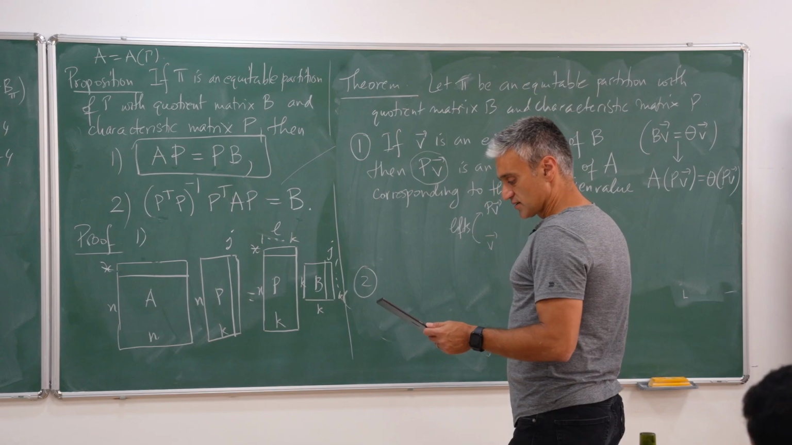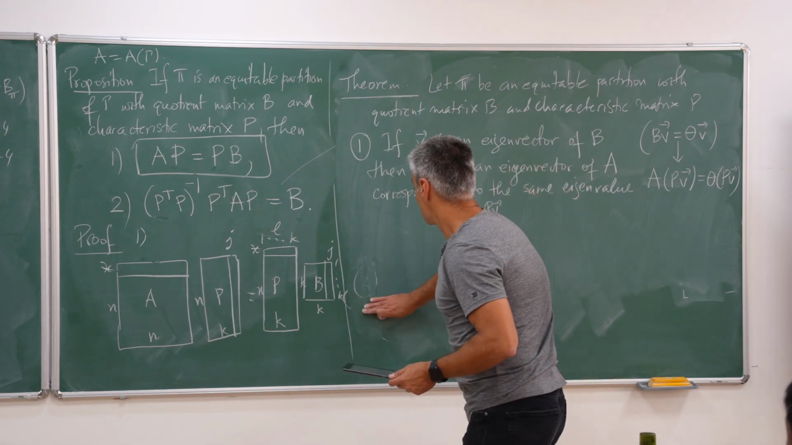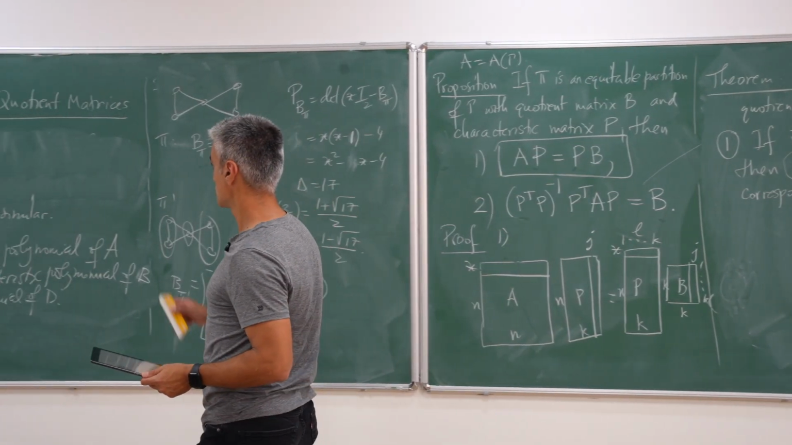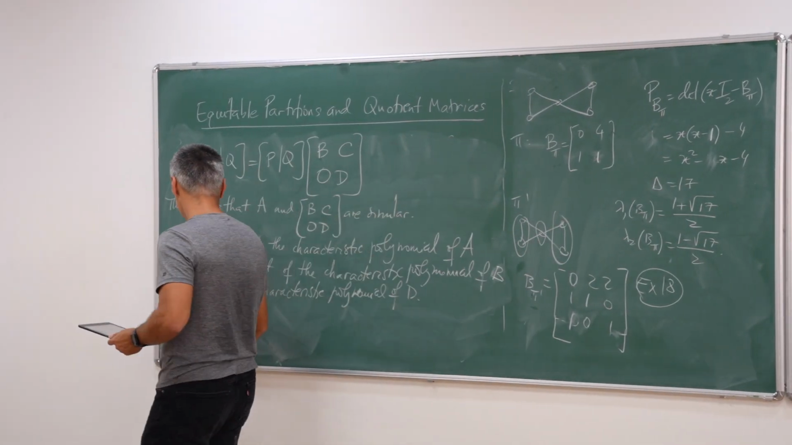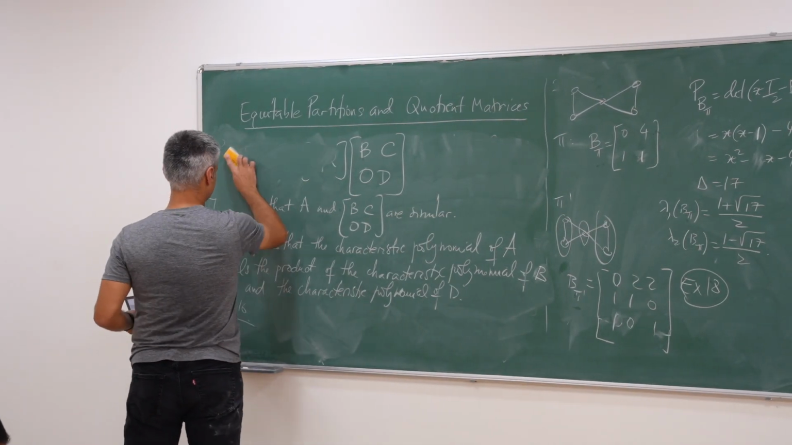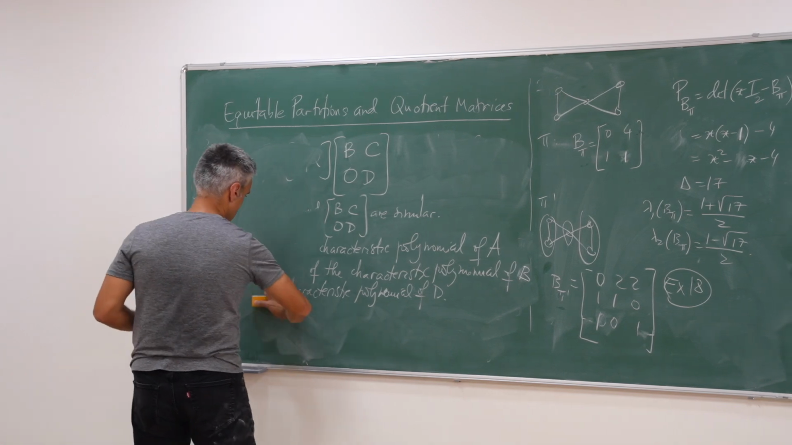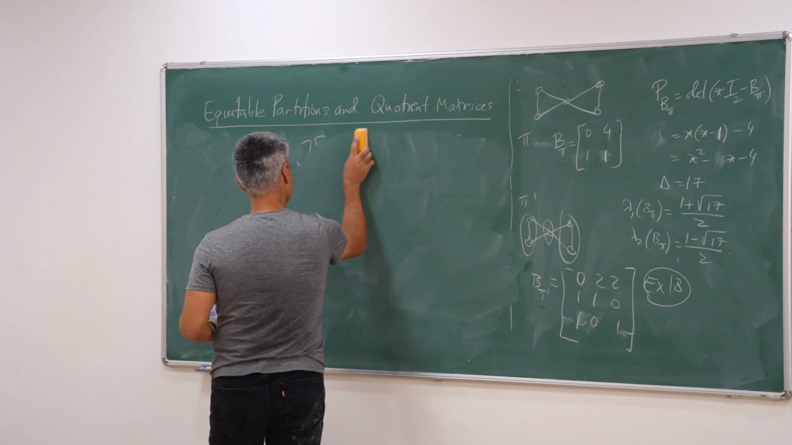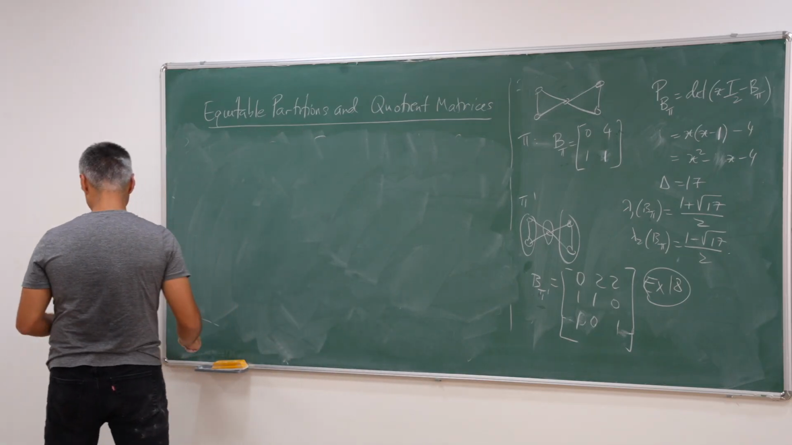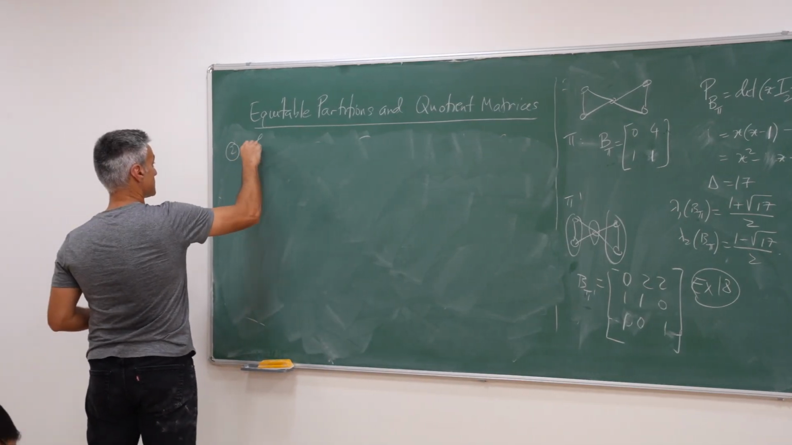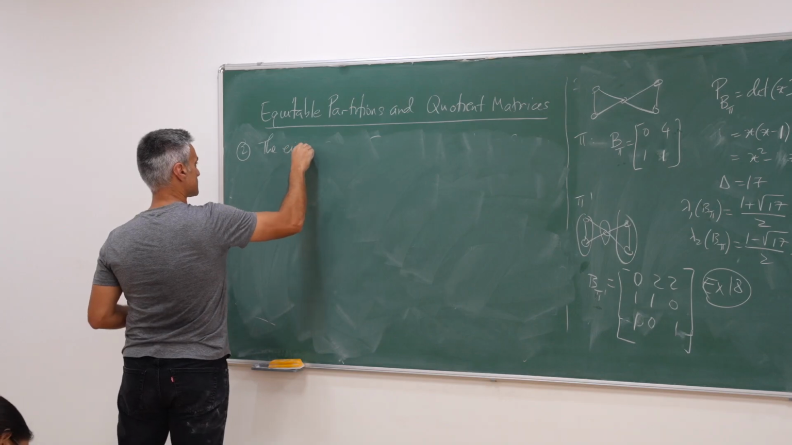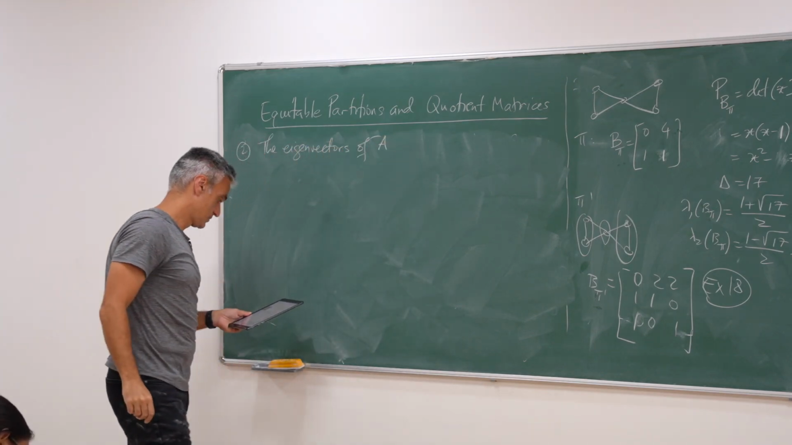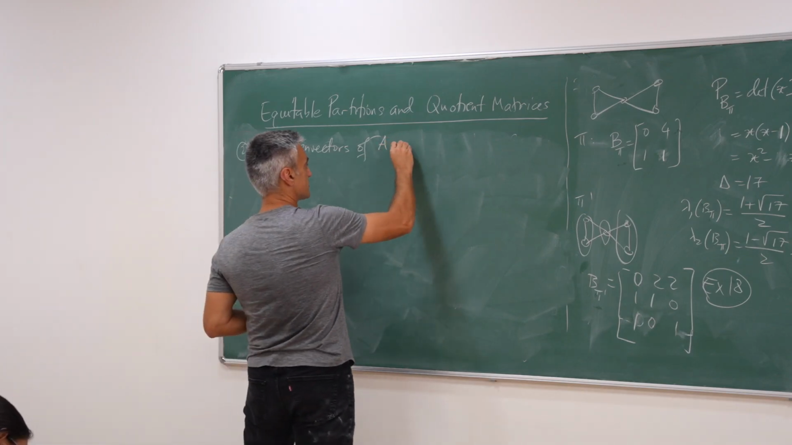And the second thing, let me write it here. The second part says the following: that the eigenvectors of A can be split into two parts.